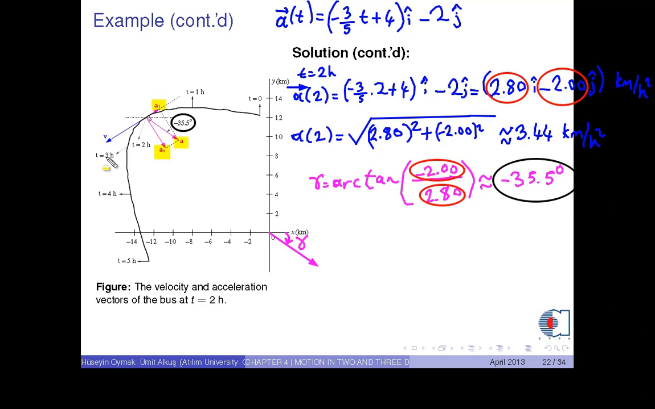In this figure, we have decomposed the acceleration vector a(2) into its tangential and radial components. We note that v and a_t at t = 2 hours are antiparallel, meaning that the speed v of the bus at this moment is decreasing. We also see that the existence of a fairly large magnitude a_R causes the bus to change its direction sharply downward, as is clearly illustrated in this figure. We can numerically verify these two observations.